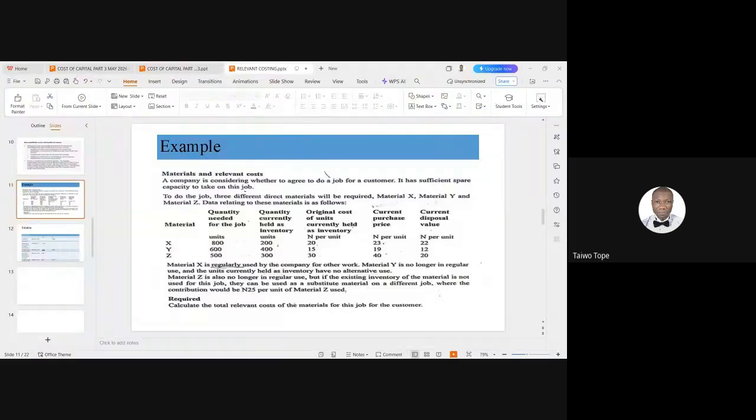It is a concept that can be applied in our daily life. That is, what is the cost relevant to a decision you want to take now? What are the costs associated with it? Some costs might have been incurred, but they are not relevant because they are past costs. So that is one of the concepts of why relevant cost is important. Let's look at another example. But before we go ahead, any question from this example?